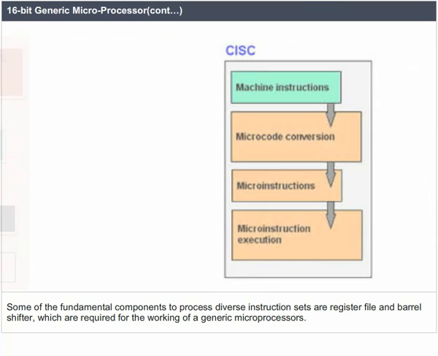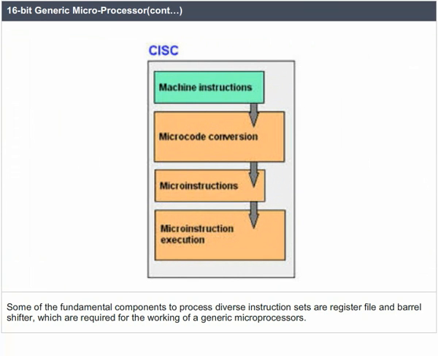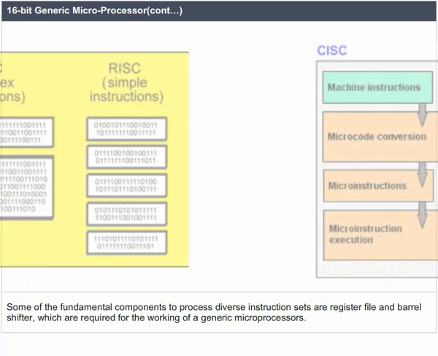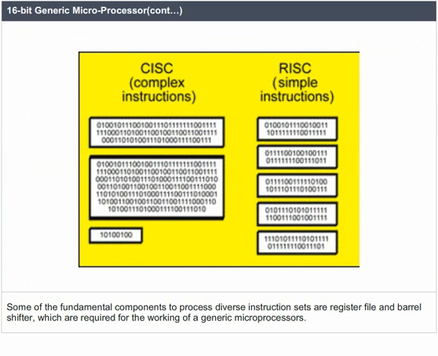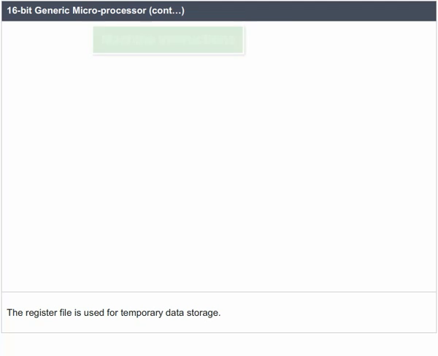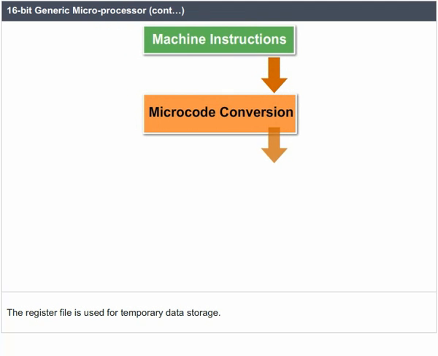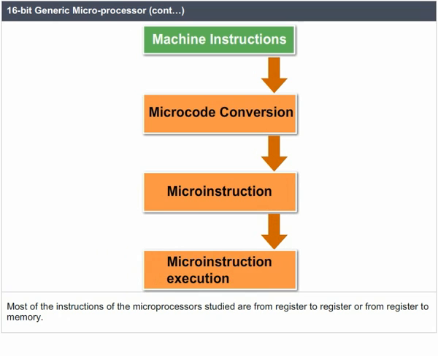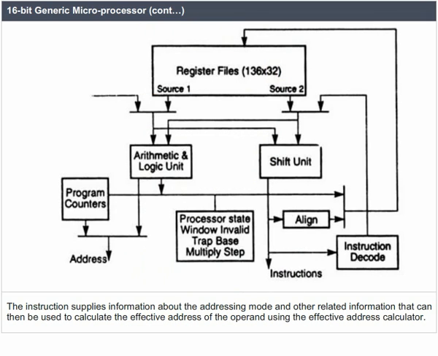Some of the fundamental components to process diverse instruction sets are the register file and barrel shifter, which are required for the working of generic microprocessors. The register file is used for temporary data storage. Most of the instructions of the microprocessors studied are from register to register or from register to memory. The instruction supplies information about the addressing mode and other related information that can be used to calculate the effective address of the operand using the effective address calculator.